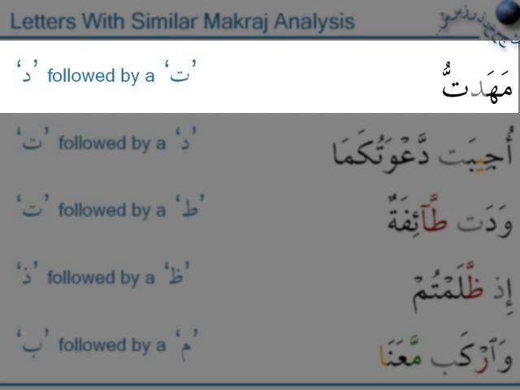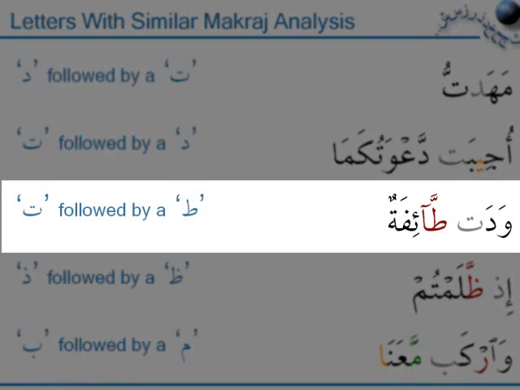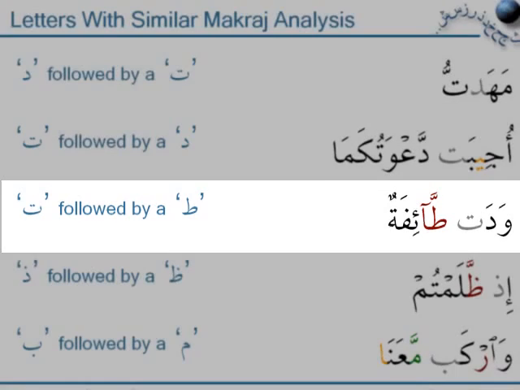So mahattu. The next one is ta followed by a dal. So the example we have here is ujibaddawatukuma. So we've joined the ba directly to the dal. So we've got badda. Next rule, the ta followed by a ta. So here we have wadabifatun. So the dal joining directly to the ta, completely ignoring the ta.